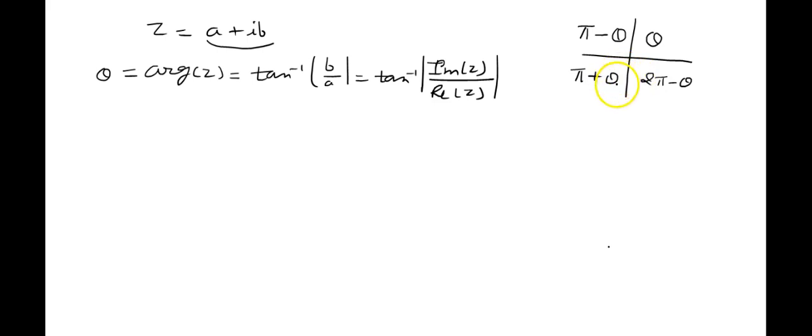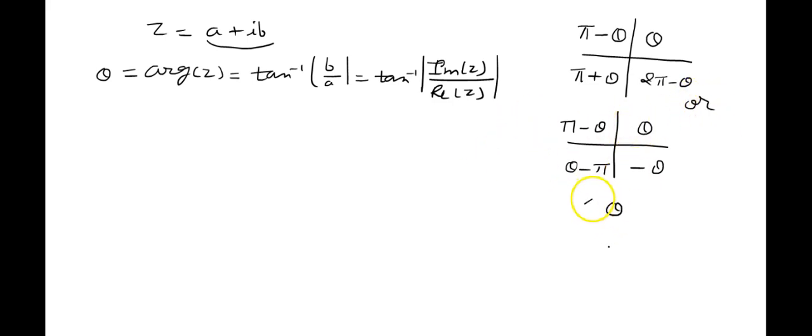This is not the only formula. There is another formula which we use. So that is theta, pi minus theta, and the next is going to be theta minus pi and minus theta. So we can use this formula or this formula. If we have to keep theta between minus pi and plus pi, then we are not going to use the earlier formula; we'll use this one. This is called the principal value of the argument of a complex number.